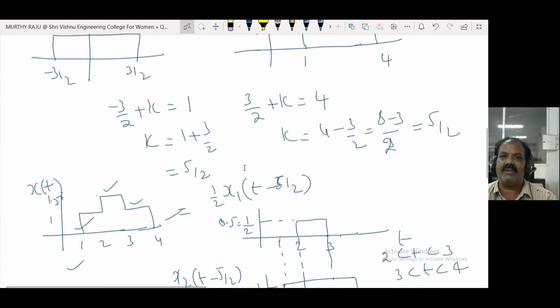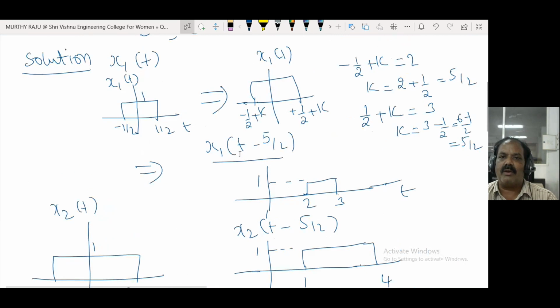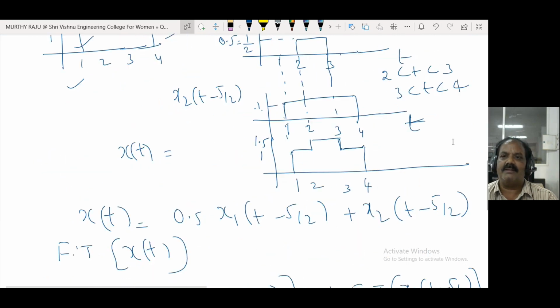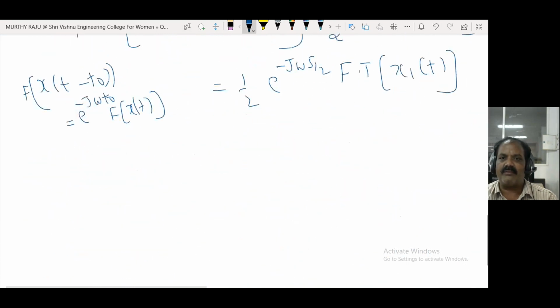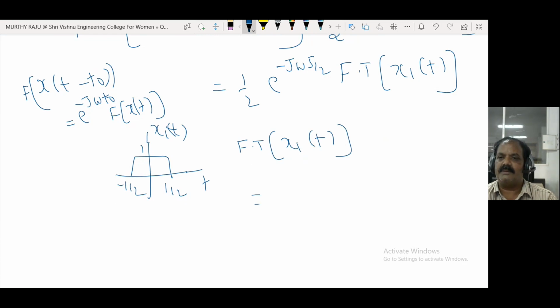Here in that figure, x1 of t is from minus 1 by 2 to 1 by 2. The value of x1 of t in that interval is 1. Draw this waveform, the x1 of t waveform, from minus 1 by 2 to 1 by 2. This is x1 of t. The value is 1. Find out the Fourier transform. Fourier transform of x1 of t is equal to the integral from minus 1 by 2 to 1 by 2 of x1 of t, whose value is 1, times e power minus j omega t dt.